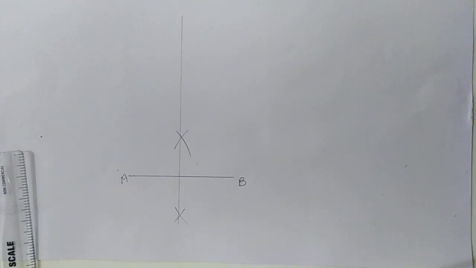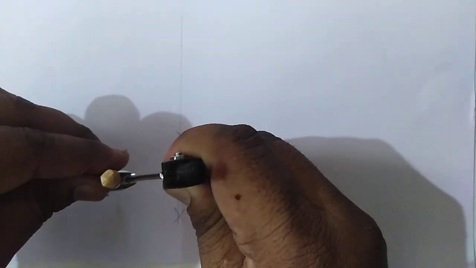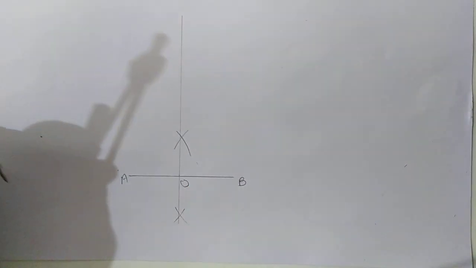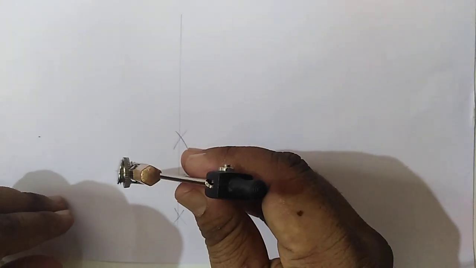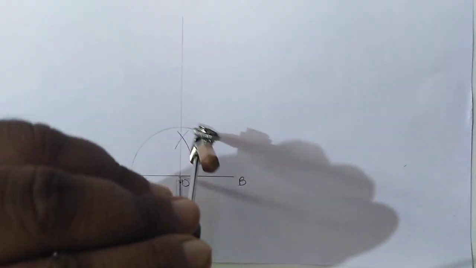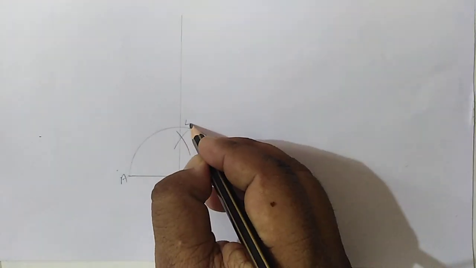Okay, now you have to find out number 4. For that purpose you have to draw a semicircle using the OA distance. This is the number 4.